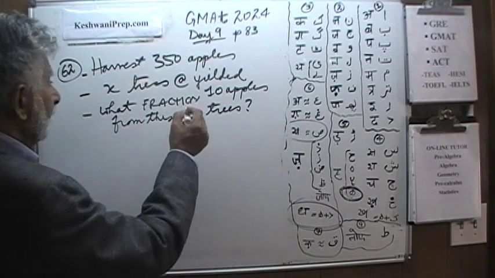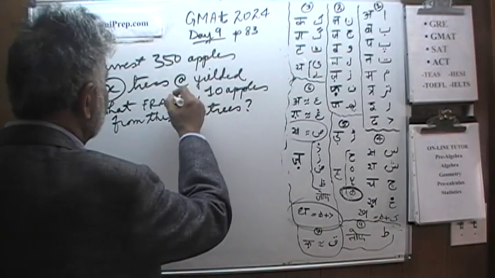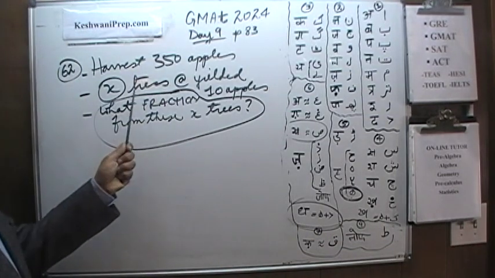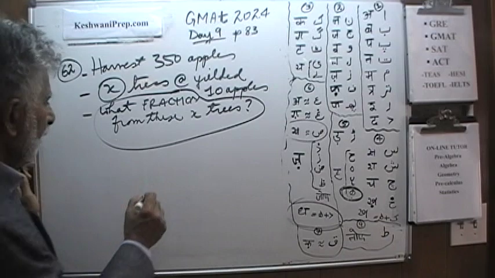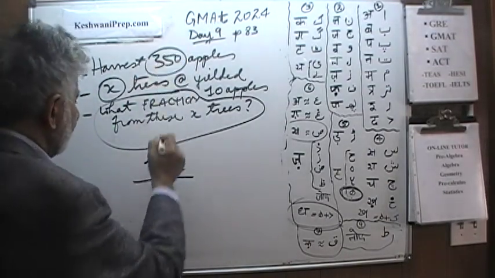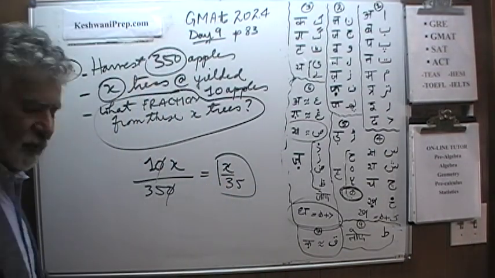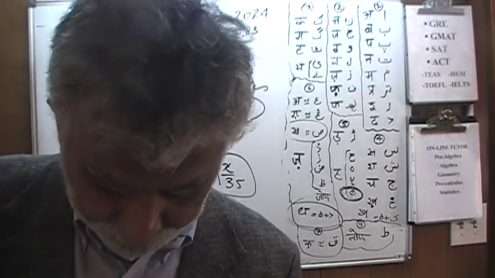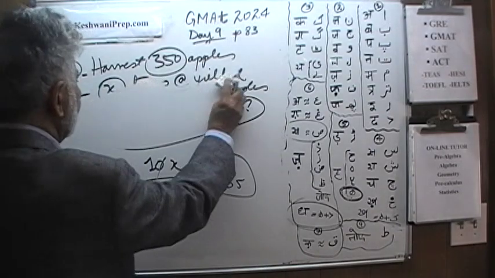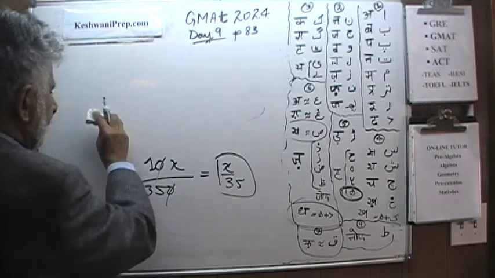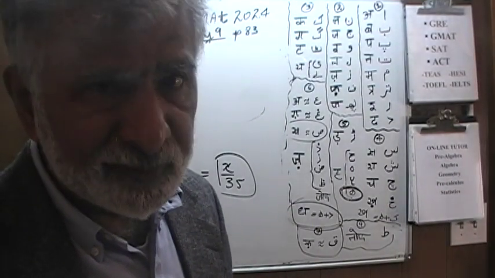It's quite straightforward. Since we have X trees, and this part is not part of this thing, this is separate. This is the question. We have X trees and each of these X trees yielded 10 apples. Since each of them is yielding 10 apples, we have 10x apples out of a total of 350. That's all. That's our answer. X over 35. The question was, what fraction of our total yield came from these X trees? The answer is x over 35. Number 63. That I was correct in what I said. x over 35 of our yield came from these x trees.